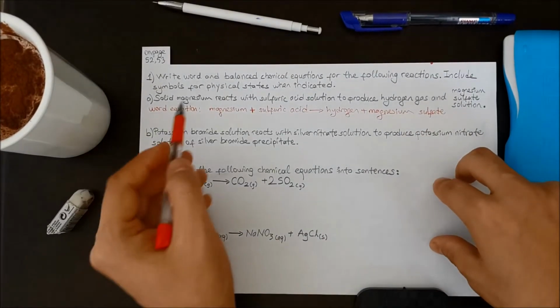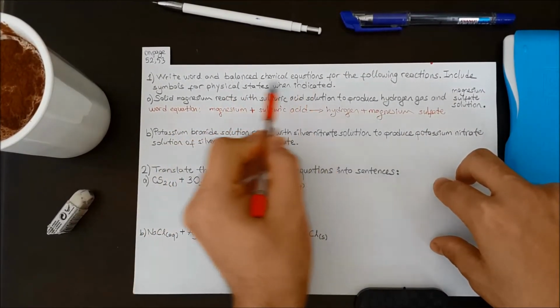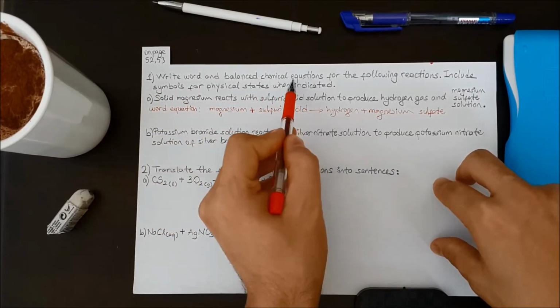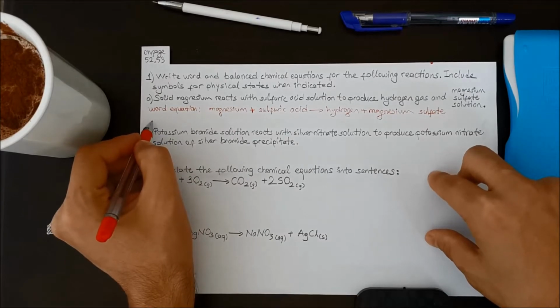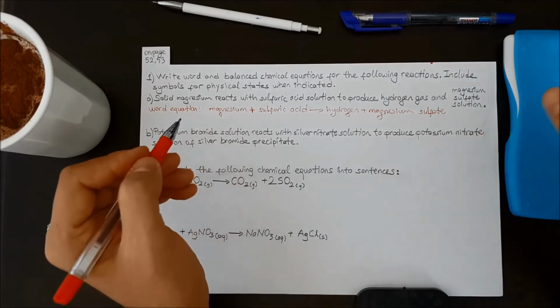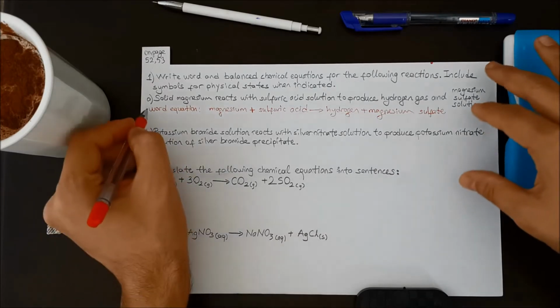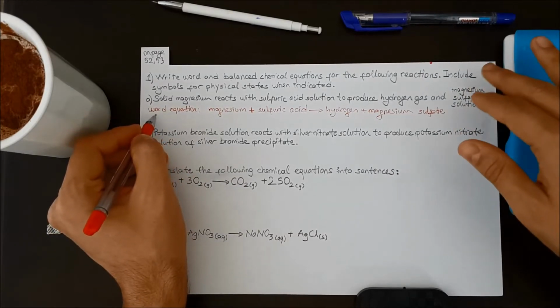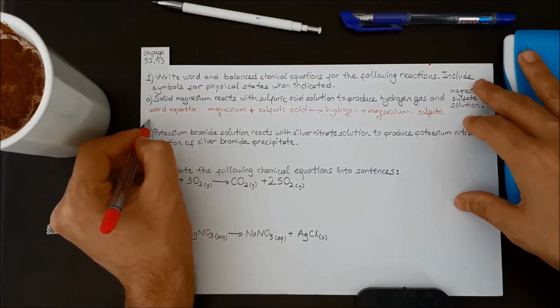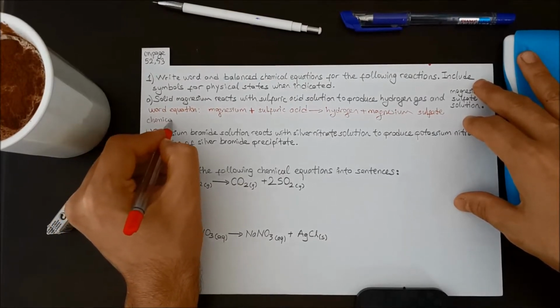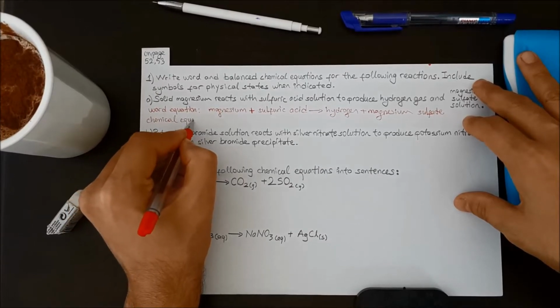And in the second question it says write a balanced chemical equation for the following reaction. So this is the most important part of the question. We will use the symbols and chemical formulas to write our formula equation, or in other words we can say this is the chemical equation. Let's write chemical equation.